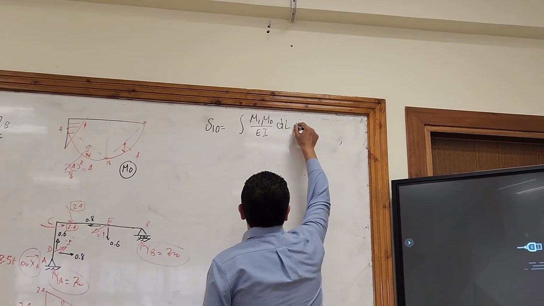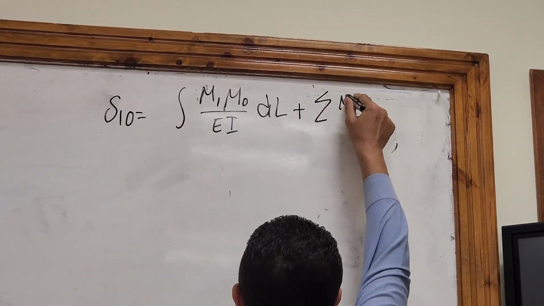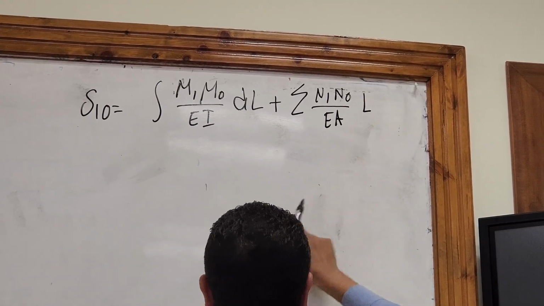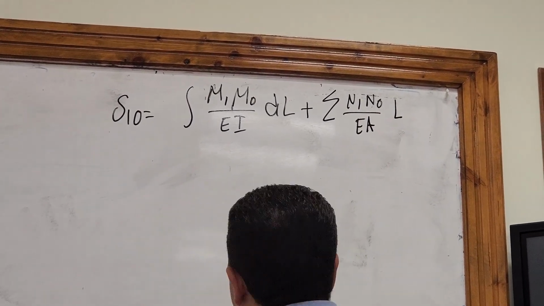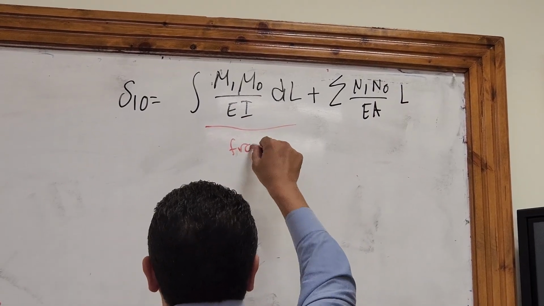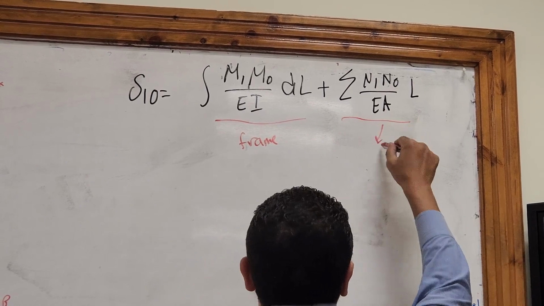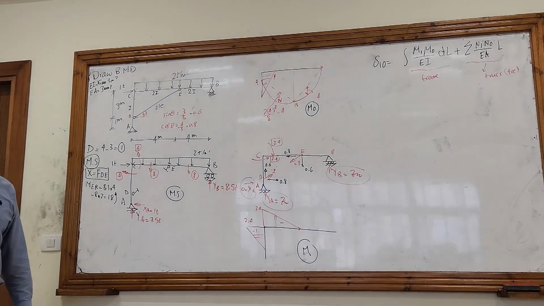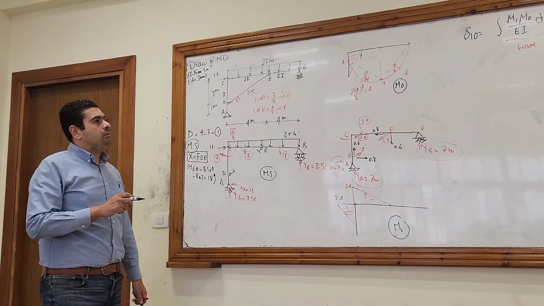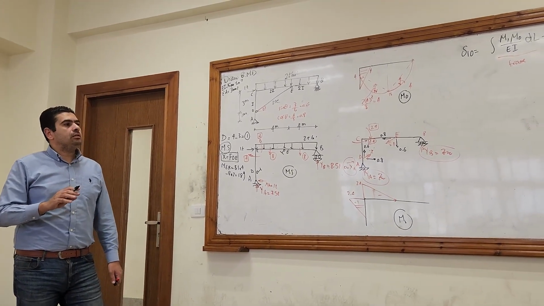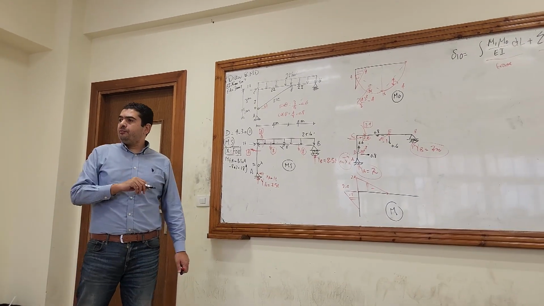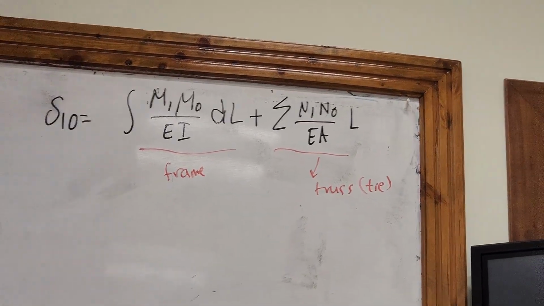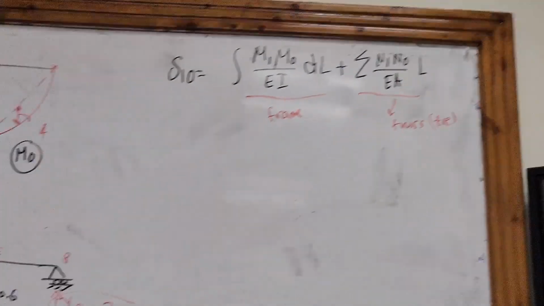It's plus sigma n1 n node divided by EA multiplied by L. What is this for? For frame. What is the second term for? Truss or tie. They have the same meaning. In the last example, there was only a frame. There wasn't any ties inside the frame. So the second term was neglected. That's why we neglected the second term in the last example.